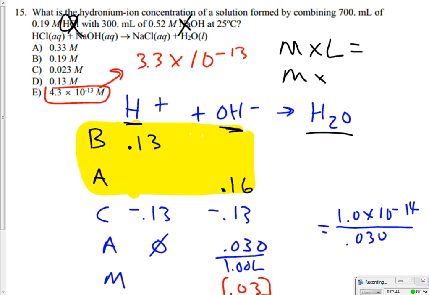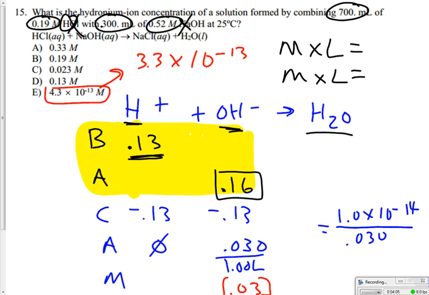I'm going to get moles of the acid and moles of the base. So I start out by taking 0.19 and 0.7, because it's 700 milliliters of HCl. I am going to get 0.13 for my H plus. Then I'm going to take 300 milliliters, or 0.3 times 0.52, which gives me 0.16 for my OH concentration. If I look at my snorkel box, the first thing I realize is that I am past equivalence.